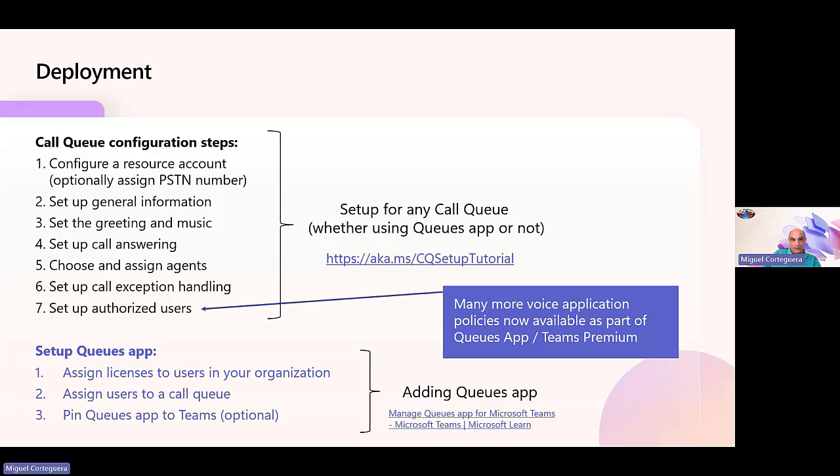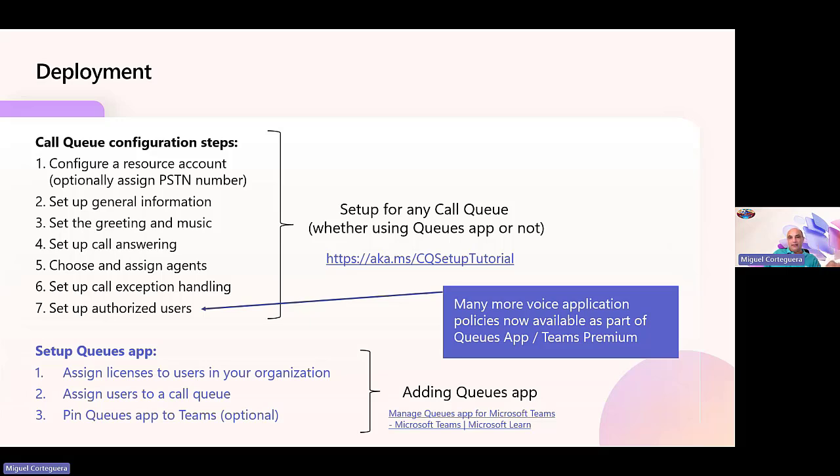The main difference, or what's new from that perspective, is on the last step of setting up a call queue. There's something called an authorized user, and we're going to talk a lot more about that now. And what changes with the Qs app now, the additional functionality you have access to, is that there are a whole lot more options. There used to be like 3 or 4 options here as part of the authorized users. Now with the new functionality, you're able to have access to about 15-20 different settings.